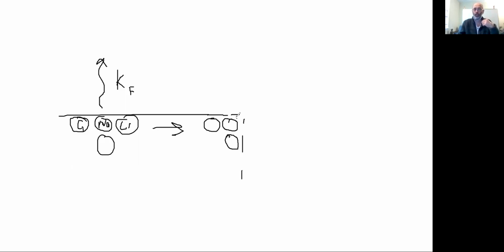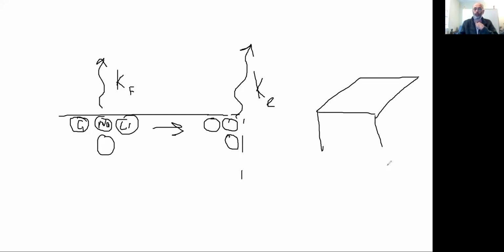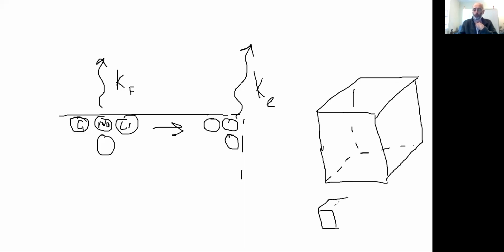That means the escape of this ion is much faster, and this is KE, the escape from the edge. What is obvious when you look at the crystal, and sodium chloride crystals are cubic, obviously: a big crystal and a small crystal have the same number of edges. Correct? But the area of their faces is different.